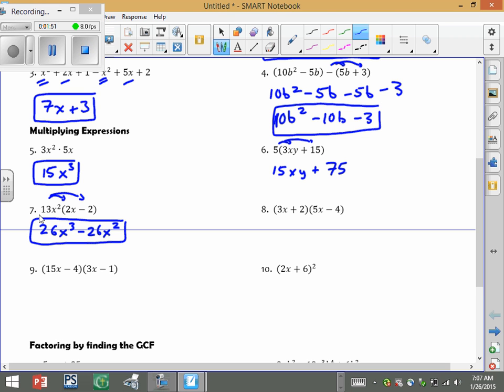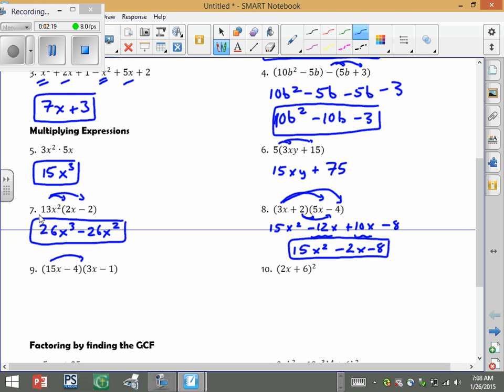Number 8, 9, and 10 is where we're going to have to FOIL. So first, we got 15x squared, outer, so negative 4 times 3x is minus 12x. Inner, 2 times 5 is 10x. We have 2 times negative 4, which is minus 8. Combine those like terms, and we end up with 15x squared minus 12 plus 10 is minus 2x, minus 8.